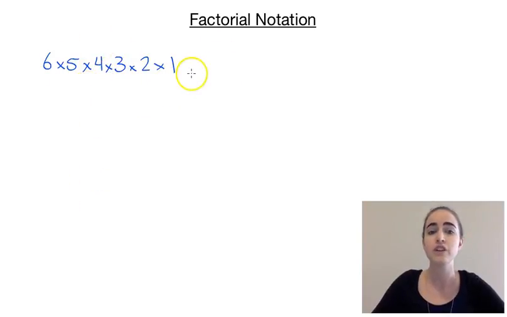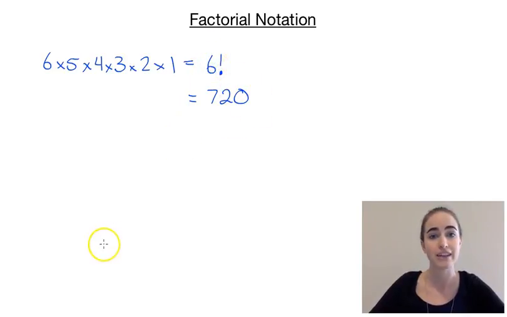So we introduce a shortcut for our notation, and it's called factorial notation. So for example, 6 times 5 times 4 times 3 times 2 times 1, we would write that as 6 factorial, so 6 with an exclamation mark, and that would give us 720. Now on your calculator you have a factorial button, so it's got that little exclamation mark, so you can type this in and it'll give you your answer.